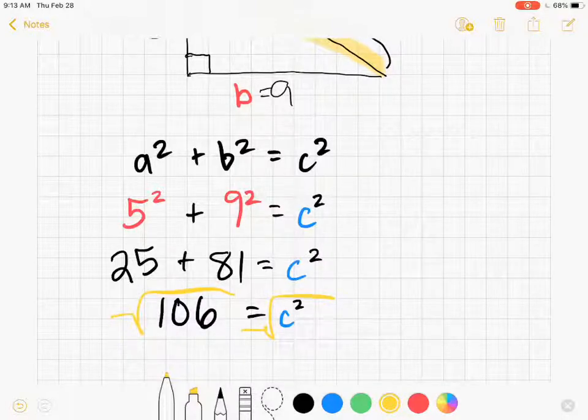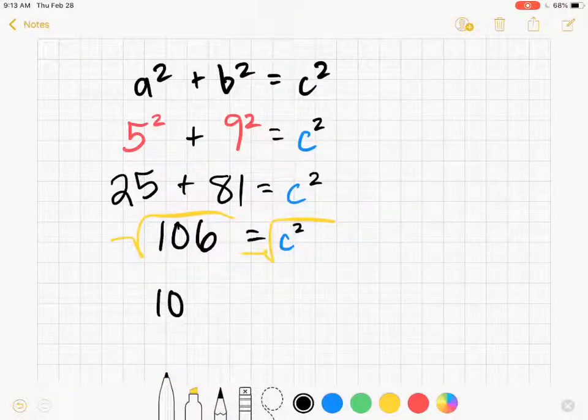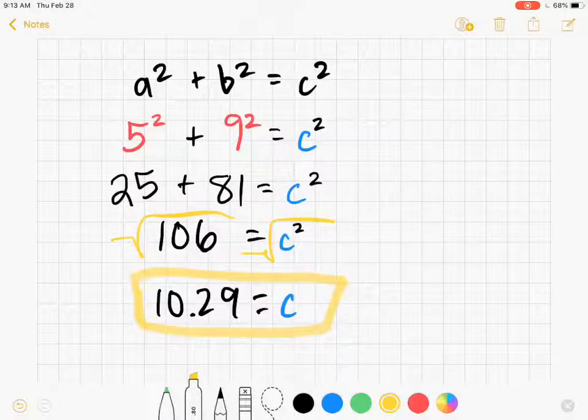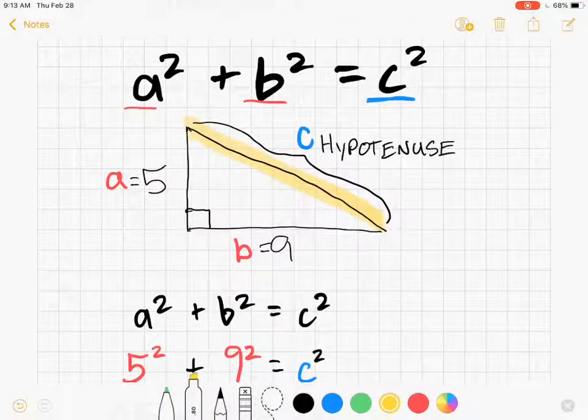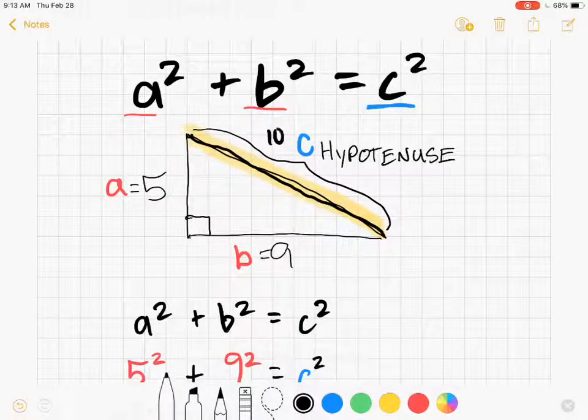Okay, but we're going to take the square root of each side. So we get 106, and we take the square root of that number. And you're going to get about 10.3, 10.29 something. So we know that 10.29 equals c. So if we go back up and look at our triangle, this unknown length is now 10.29.